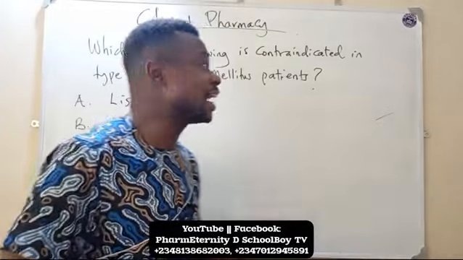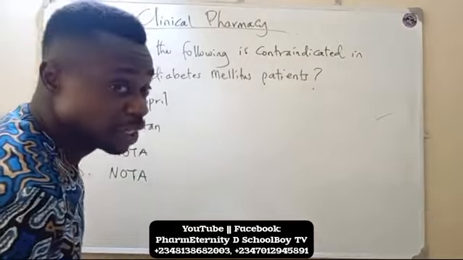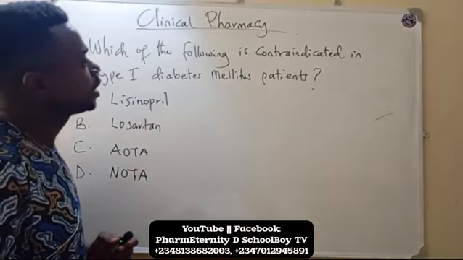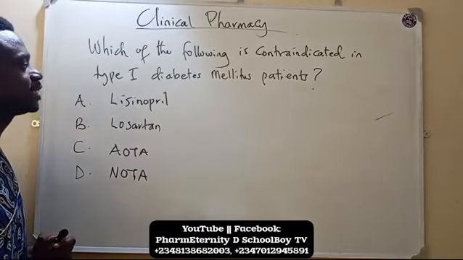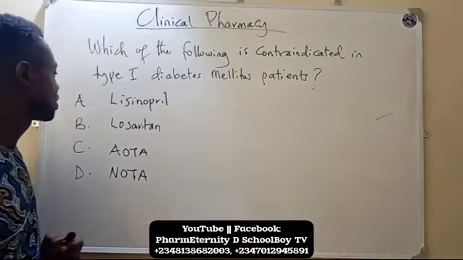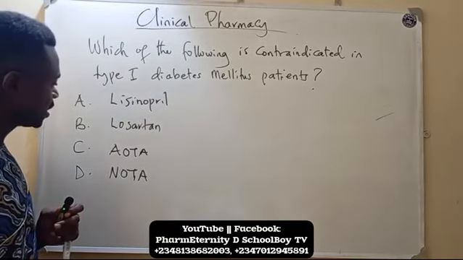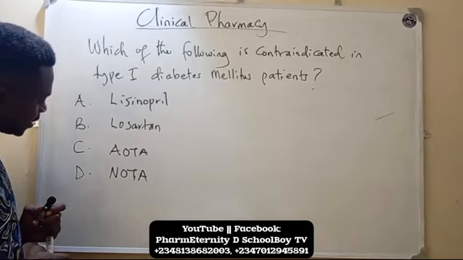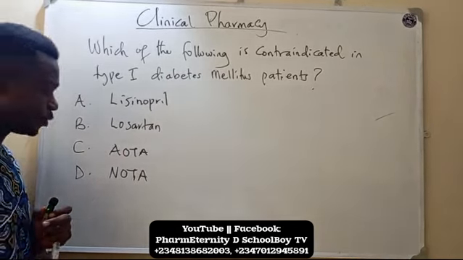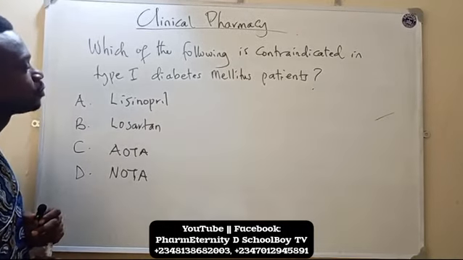Today, we'll take a look at clinical pharmacy. And we have a question on the board. The question says, which of the following is contraindicated in type 1 diabetes mellitus patients? Option A says lisinopril. B says losartan. D says all of the above. Iota means all of the above. D, nota means none of the above.